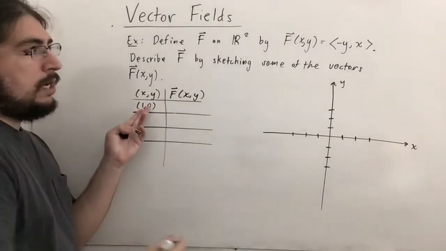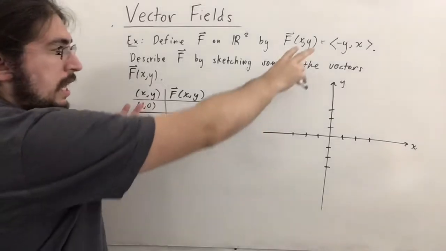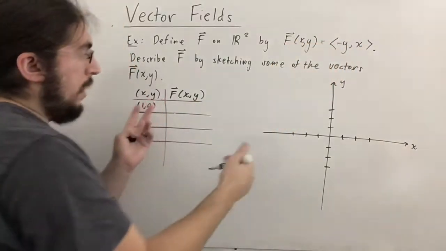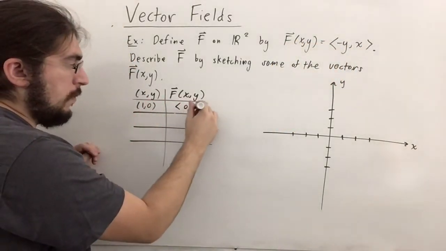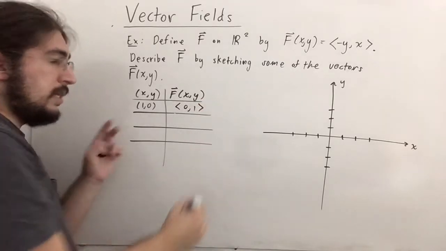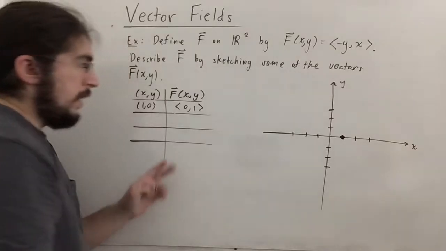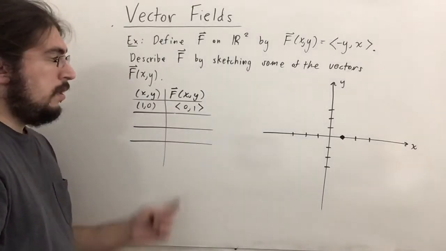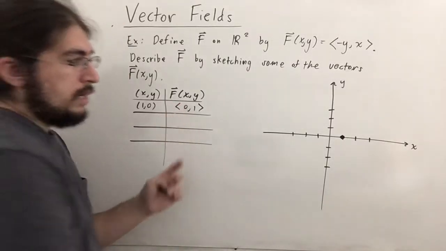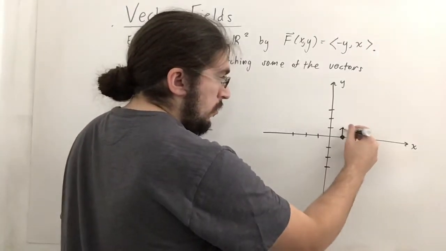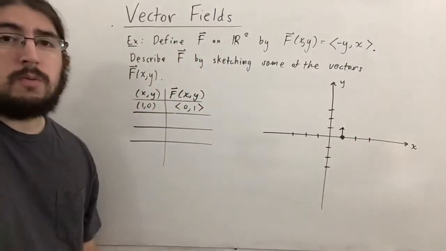So if you apply 1, 0 into this, then notice that they swap and the y gets negated. So we get the vector 0, 1. So what this tells me is that for the point 1, 0, which is this point here, we get this vector 0, 1, which has an x component of 0 but a y component of 1. So it represents this vertical vector of magnitude 1.